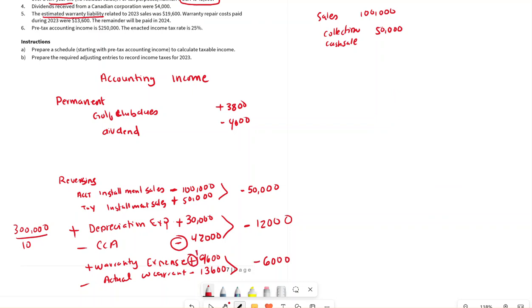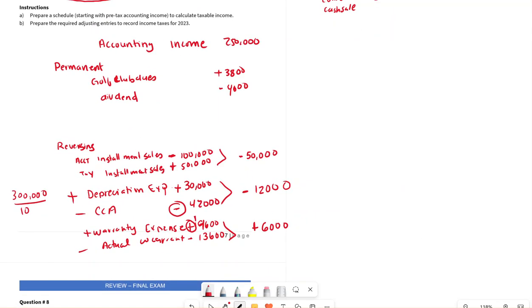If your positive number is higher, you're going to add the 6,000 here. So let's go further and see what this is. Now they told us my accounting income. My accounting income is 25,000, and what I'm going to do is add and subtract. I'm going to do this further, because I needed to only do one entry.